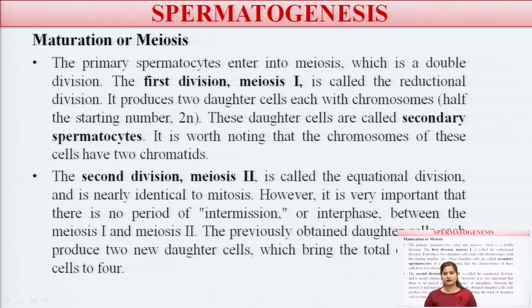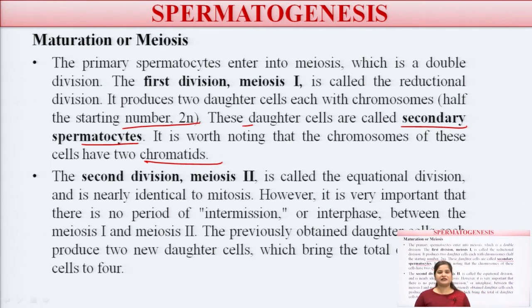Now, next one is the maturation. The primary spermatocytes enter into meiosis, which is a double division, right? Double division means there are two phases, meiosis 1 and meiosis 2. So in the first division, meiosis 1, it is called a reductional division. It produces two daughter cells, each with a chromosome number that is half, n. These daughter cells are called the secondary spermatocytes, and it is worth noting that these cells have two chromatids, right?